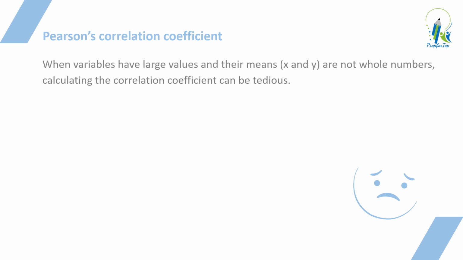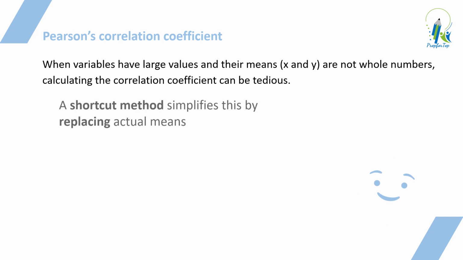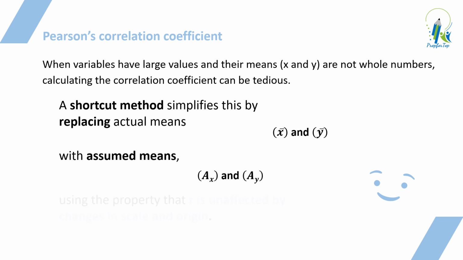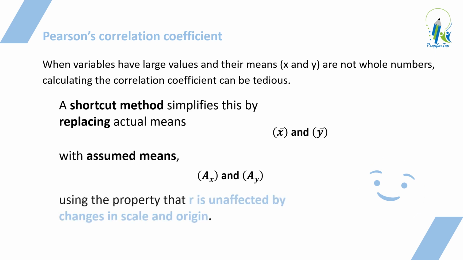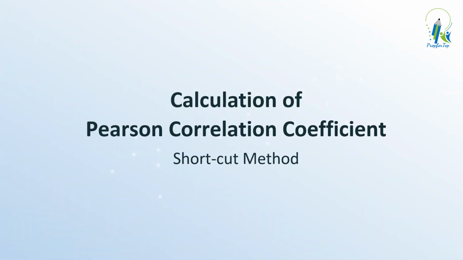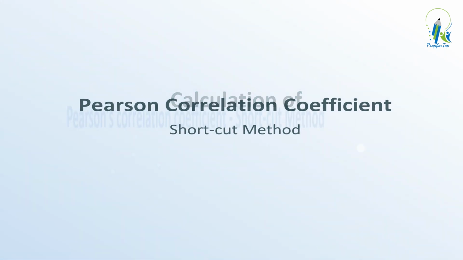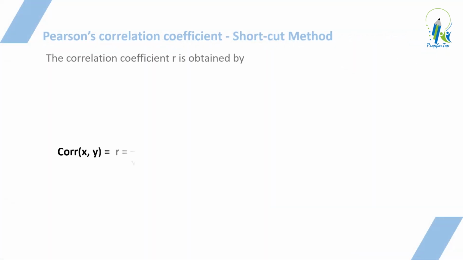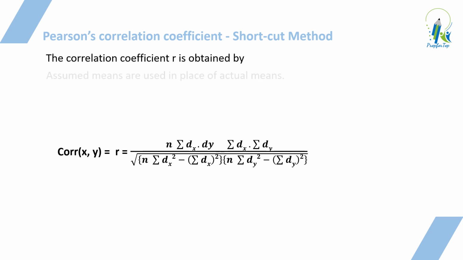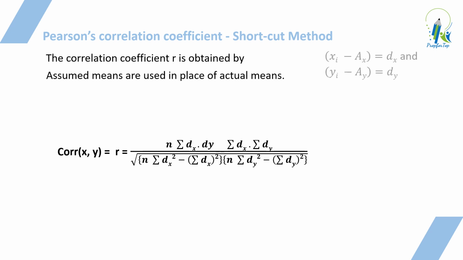When variables have large values and their means, x̄ and ȳ, are not whole numbers, calculating the correlation coefficient can be tedious. A shortcut method simplifies this by replacing actual means, x̄ and ȳ, with assumed means, Ax and Ay, using the property that r is unaffected by changes in scale and origin. Calculation of Pearson correlation coefficient, shortcut method. The correlation coefficient r is obtained by the formula. Assumed means are used in place of actual means.